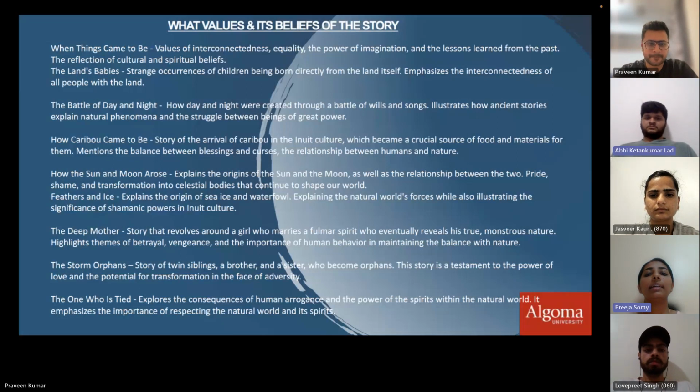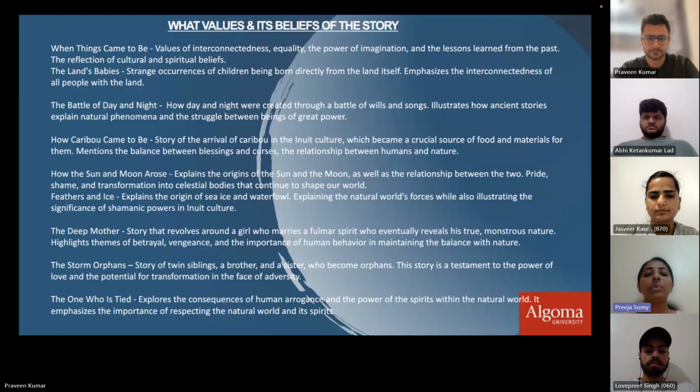The Deep Mother is a story that revolves around a girl who marries a Fulmar spirit who eventually reveals his true monstrous nature. The story highlights themes of betrayal, vengeance, and the importance of human behavior in maintaining balance with nature. The Storm Orphans is a story about twin siblings, a brother and a sister, who became orphans in a cruel and unforgiving Inuit camp called the Weak Sky. This story is a testament to the power of love and the potential for transformation in the face of adversity, with thunder and lightning symbolizing the triumph of good over evil and the everlasting force of nature.